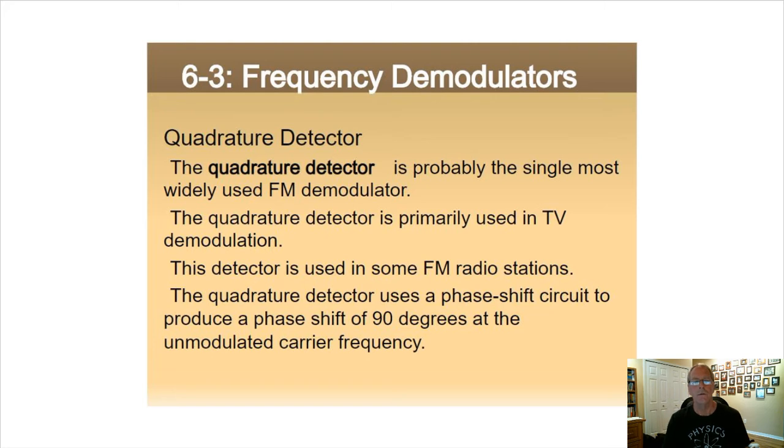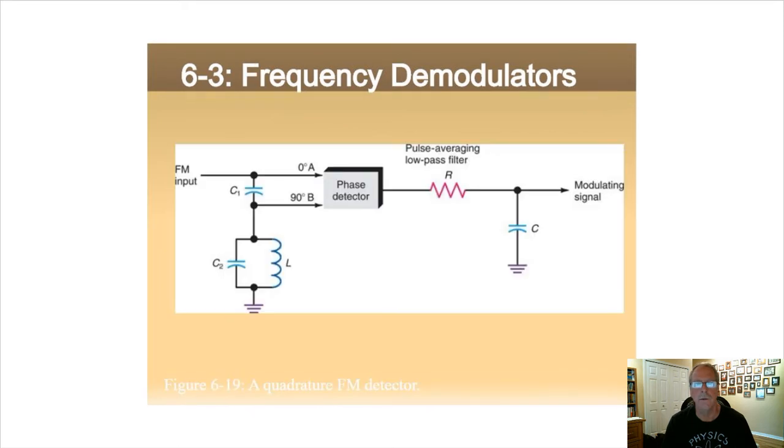So there's another demodulator, which is a quadrature detector, and that's a really popular way of demodulating FM signals, used in TV a lot. It uses a device called a phase detector.